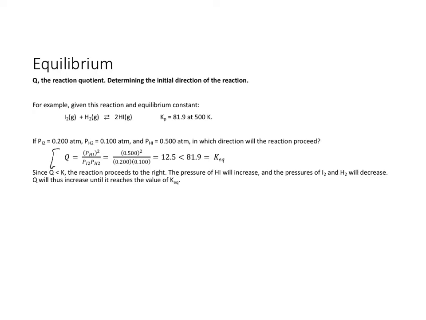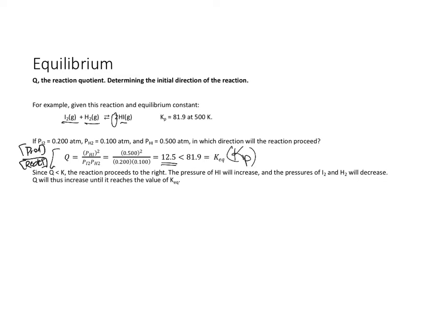Well, here is Q. Now notice that Q is formed just like K. Look, it's products over reactants, just like it is every time. We were given the data in pressures, so we've got them here as pressures. So Q is going to be the pressure of HI squared divided by the pressure of I2 times the pressure of H2. And when we put our present values in, we get a value of Q of 12.5. That's much less than 81.9, which is our KEQ value, Kp.